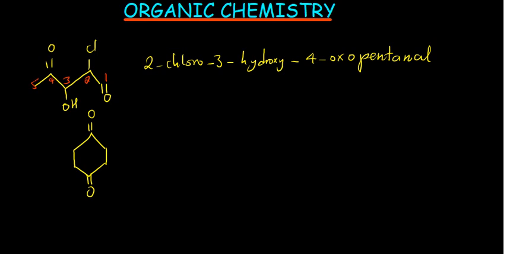How do we name this one? We need first to identify the longest chain. The longest chain, of course, is this circle, and we need to name it starting from where the ketone groups are. So that will be position number 1, number 2, number 3, number 4, number 5, number 6.